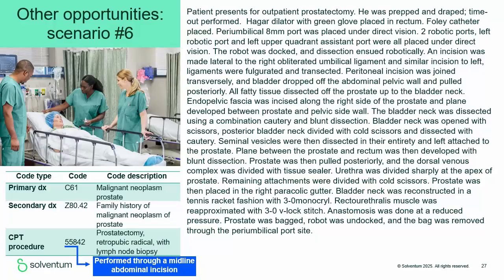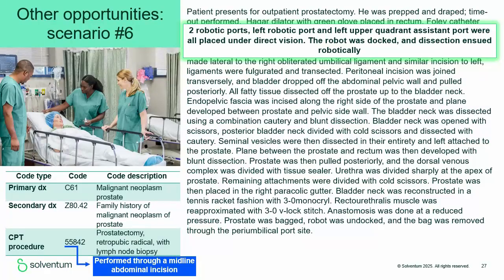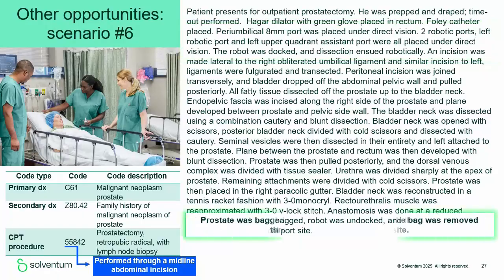So we have to think about our approach. So the CPT code that was billed versus what we read in the op note. If we were reading this op note, we would see that two robotic ports, a left robotic port and a left upper quadrant assistant port, were all placed under direct vision. The robot was docked and dissection ensued robotically. Scooting down to the bottom, we can see that the prostate was bagged, robot was undocked, and the bag was removed through the peri-umbilical port site. So is this an open approach here?